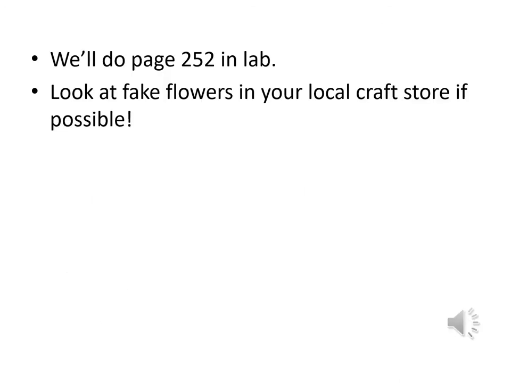Normally in lab on page 252, we look at some fake plastic flowers. If at all possible, go to your local craft store and look at some of the fake flowers. Don't kill anything, don't steal anything, don't buy anything, don't destroy anything. But look at the fake flowers.